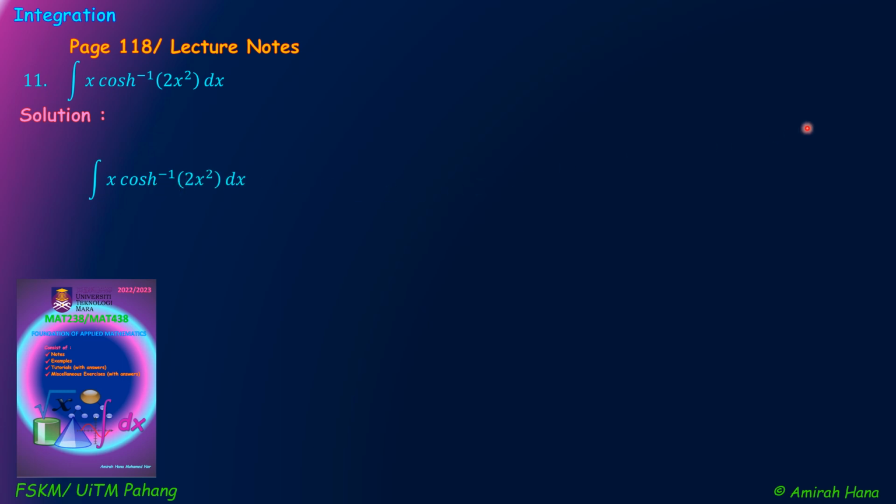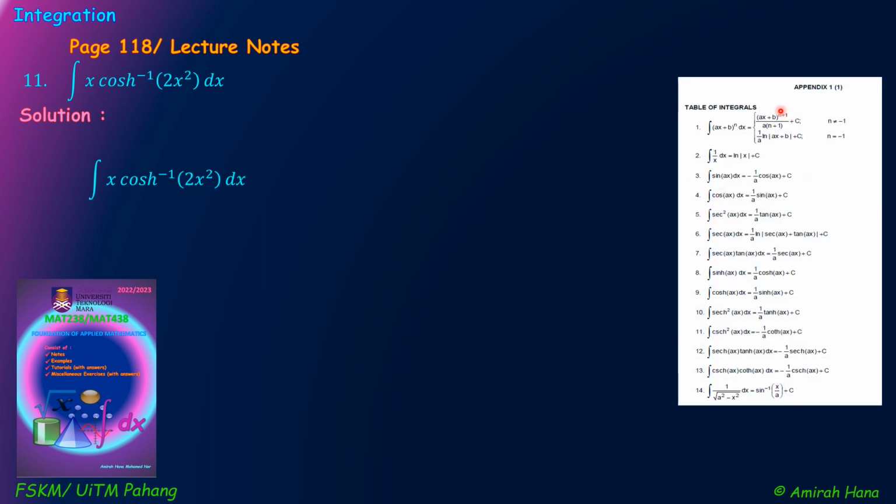Let's try to check from the appendix. This is the appendix, which you will get during the final. So we check, is there a formula to integrate inverse cos? We check one by one. If you look here, there is no direct formula to evaluate the integration of inverse cos. What we have here is only the integration of ordinary cos. So since it is not here, what do we do?